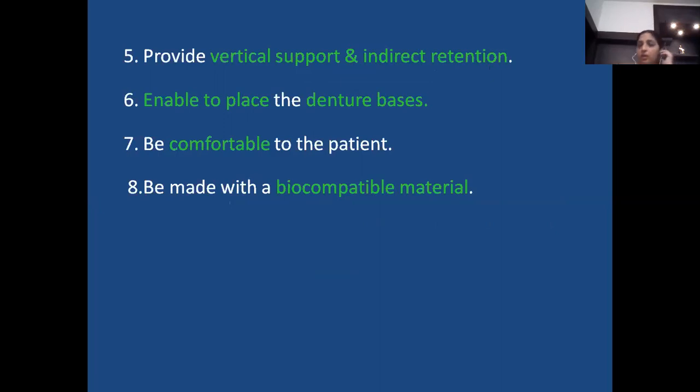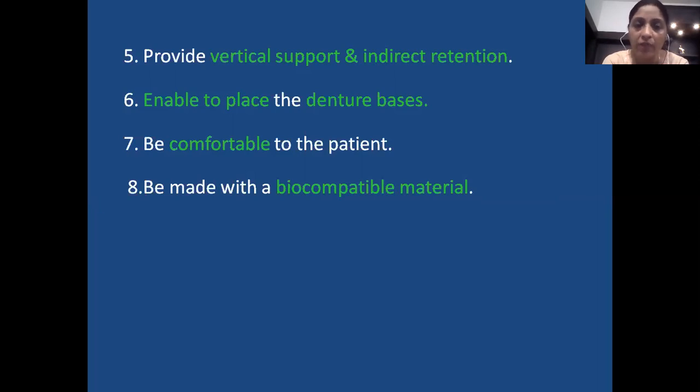I have already told you about the indirect retention. Secondly, it should also provide vertical support. Vertical support is again the same support which we talked about with rest, that it should not allow the impingement or movement of the prosthesis vertically towards the tissue. It should enable placement of the denture bases, as the denture bases will be placed over this major connector. So that property should always be there in the major connector so that we can arrange teeth over it.